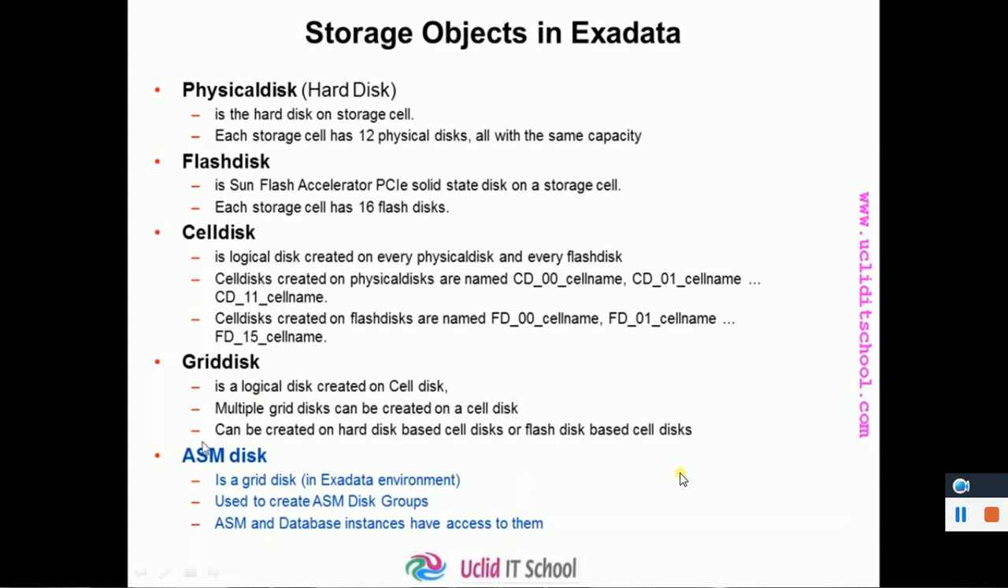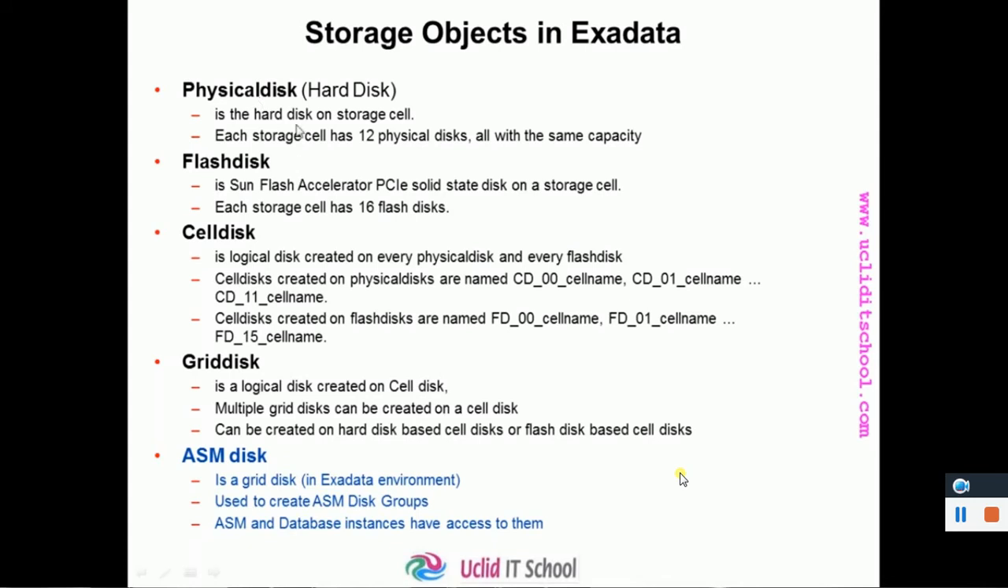So next you have ASM disk, and an ASM disk is nothing but a grid disk in the Exadata storage server. Every grid disk is visible to ASM as an ASM disk. And you know, grid disks are used to create ASM disk groups. Once you create a disk group, your storage clients, like database clients, can use the ASM disk groups to store the data.